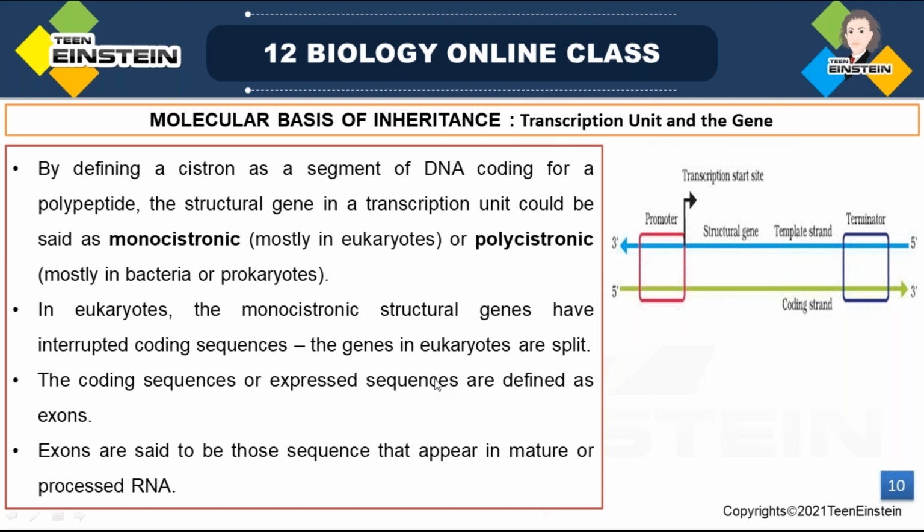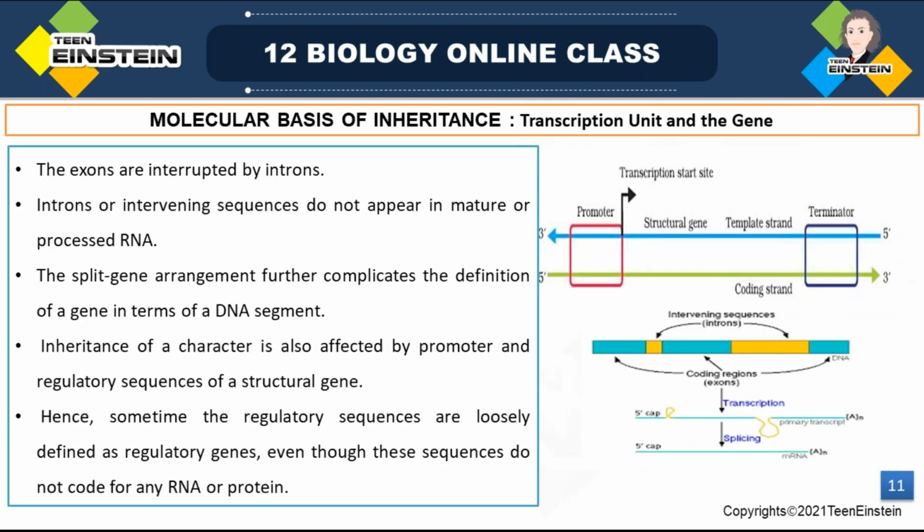The coding sequences or expressed sequences are defined as exons, which can get coding sequences. Exons are present in mature or processed RNA, because definitely it should get that kind of sequence, because it should code for a protein. Got it?